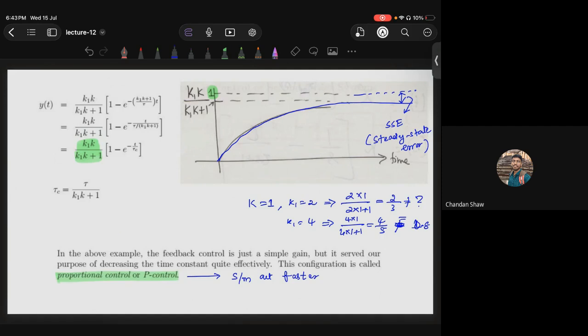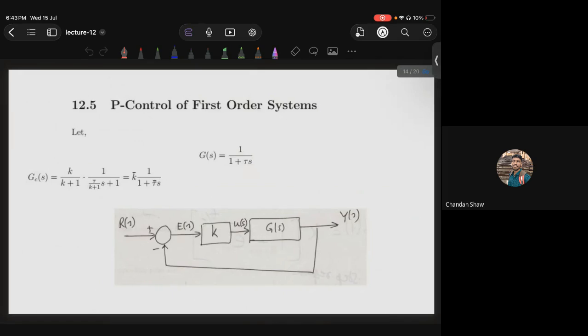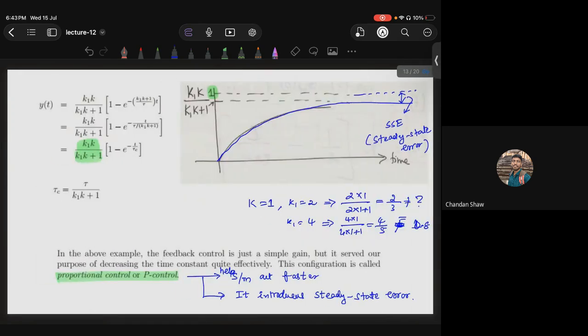So the proportional controller helps the system to act faster, but it introduces steady state error. Clear? So the advantage with the proportional controller is it will make the system act faster. The disadvantage is it will introduce the steady state error. Clear? Any doubts? Okay, so this is the major point.